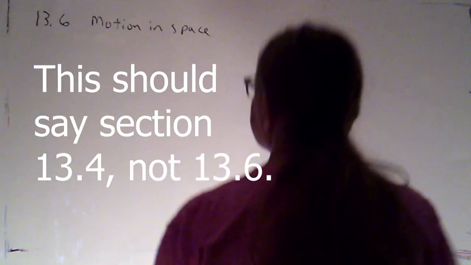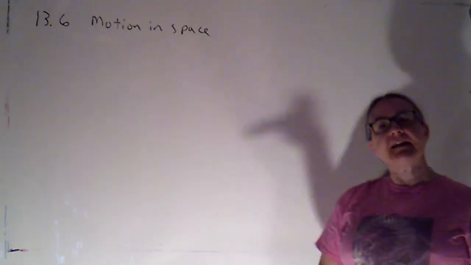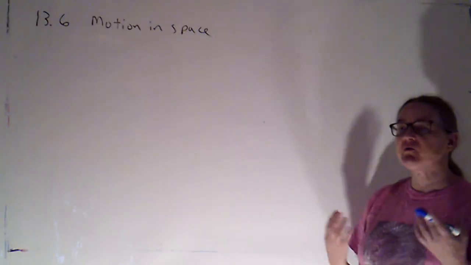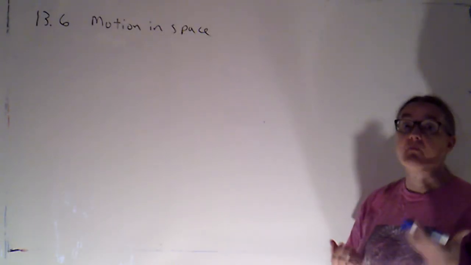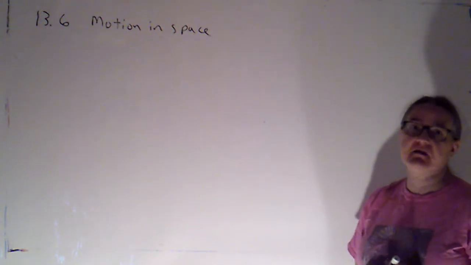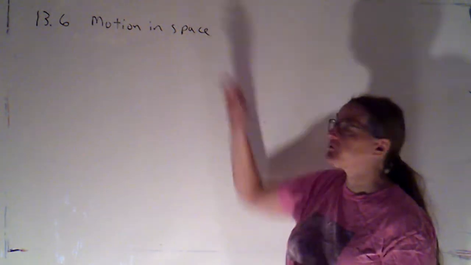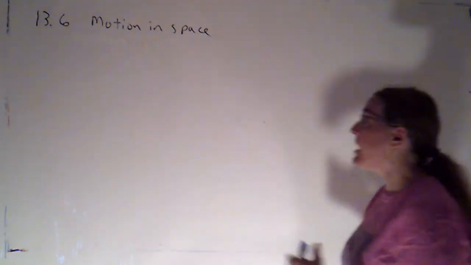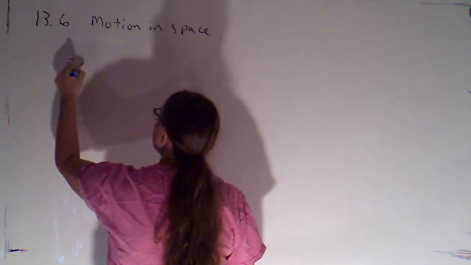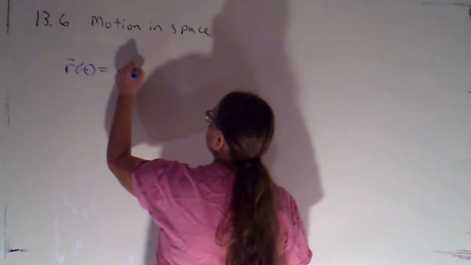Section 13.6 is a fairly short section. We're just going to take a moment and step back and highlight one of the most important applications of vector functions. And that's for describing motion in space, where our r of t would be a position function.